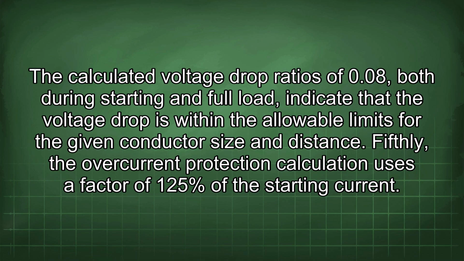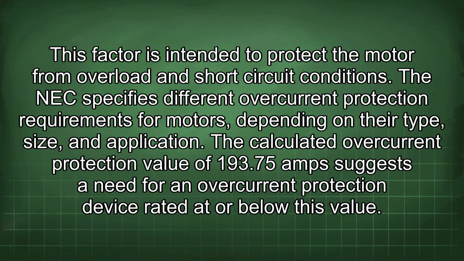Fifthly, the overcurrent protection calculation uses a factor of 125% of the starting current. This factor is intended to protect the motor from overload and short-circuit conditions. The NEC specifies different overcurrent protection requirements for motors depending on their type, size, and application. The calculated overcurrent protection value of 193.75 amps suggests a need for an overcurrent protection device rated at or below this value.